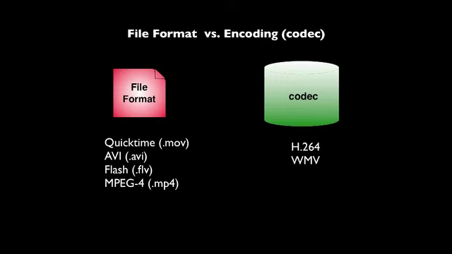The encoding is a different piece of it. That is where you decide you want to compress or encode this video so that it can play in QuickTime or in Flash or whatever. Now, there's a whole list of types of codecs out there. There's H.264 and WMV, which are the two that I have listed here. There's also a lot more. But the one that we're going to be working with is H.264.